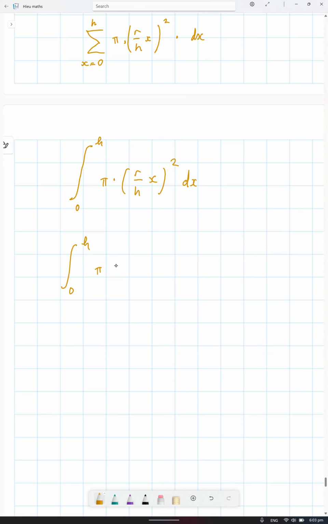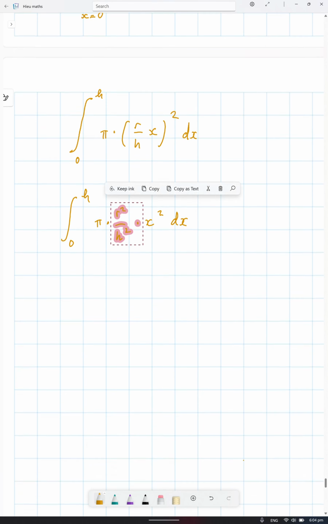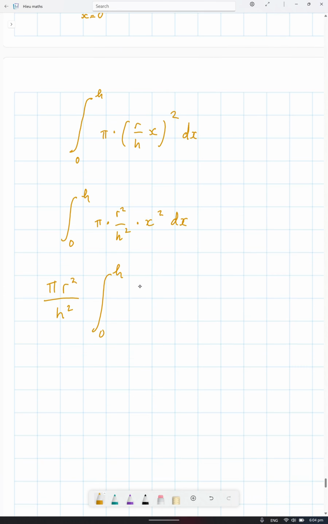So we have pi here. Let's split this up. So we have pi times r squared over h squared multiplied by x squared dx. And because these are constants, I'm going to be taking them out. So I take them out here: pi r squared over h squared, outside of the integral from 0 to h. And then x squared remains inside.